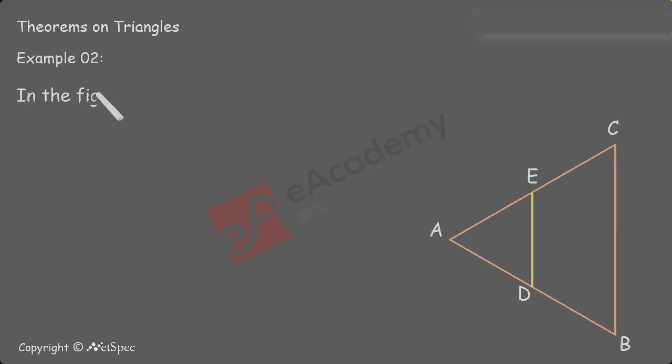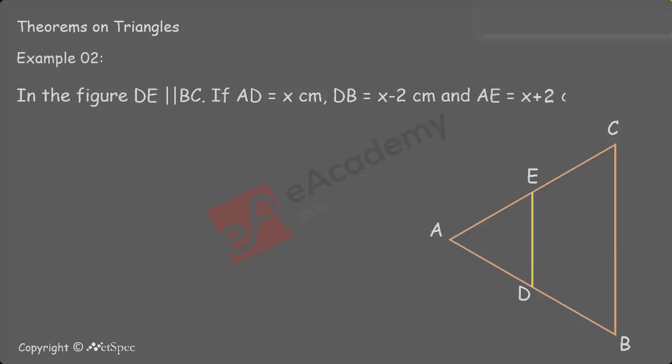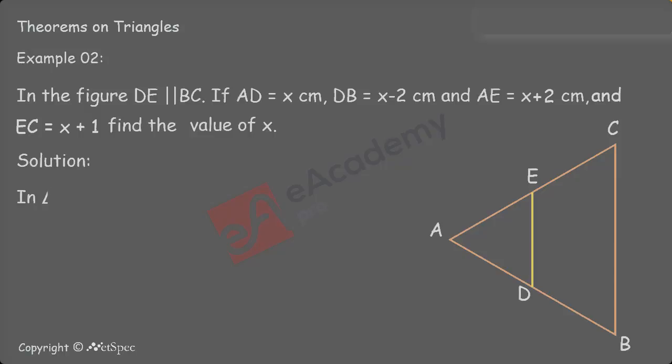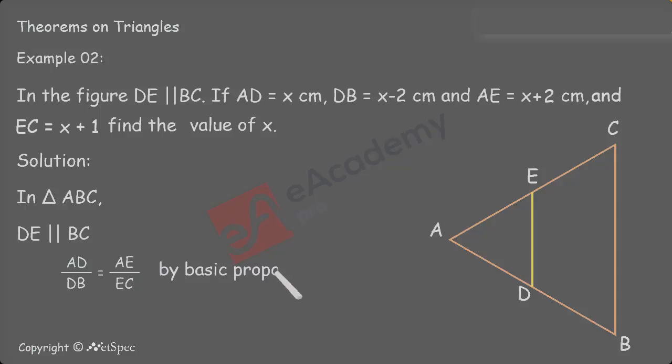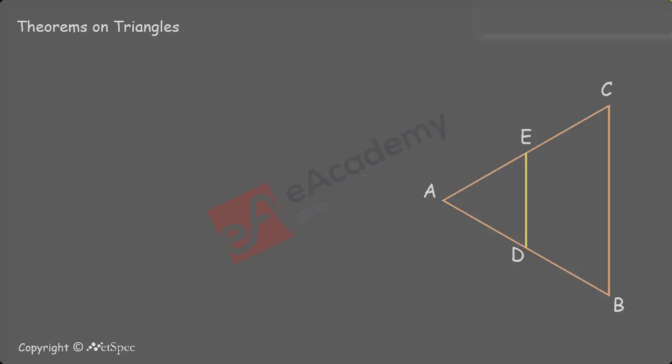Now let us solve an example problem with reference to the Thales theorem. The problem is, in the given figure, DE is parallel to BC, and if AD is equal to x centimeters, DB is equal to x minus 2 centimeters, and AE is equal to x minus 1 centimeter, find the value of x. Solution. Let us write the given information from the problem. So, in the triangle ABC, DE is parallel to BC and AD by DB is equal to AE by EC by basic proportionality or Thales theorem.